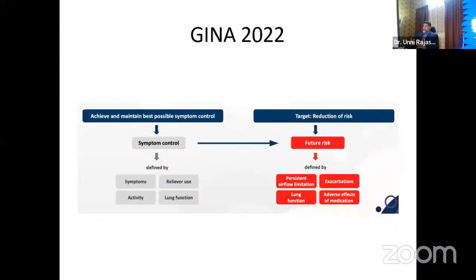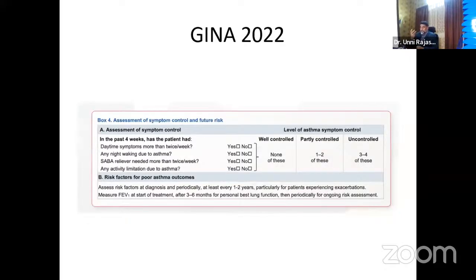So GINA 2022 looks at achieving and maintaining better symptom control for our patients and targets reduction of future risk of exacerbations. There's a recommendation to assess symptom control by a questionnaire: in the last 4 weeks, has the patient had daytime symptoms more than twice per week, any night waking due to asthma, a need for short-acting bronchodilator reliever more than twice per week, or any activity limitation due to asthma?